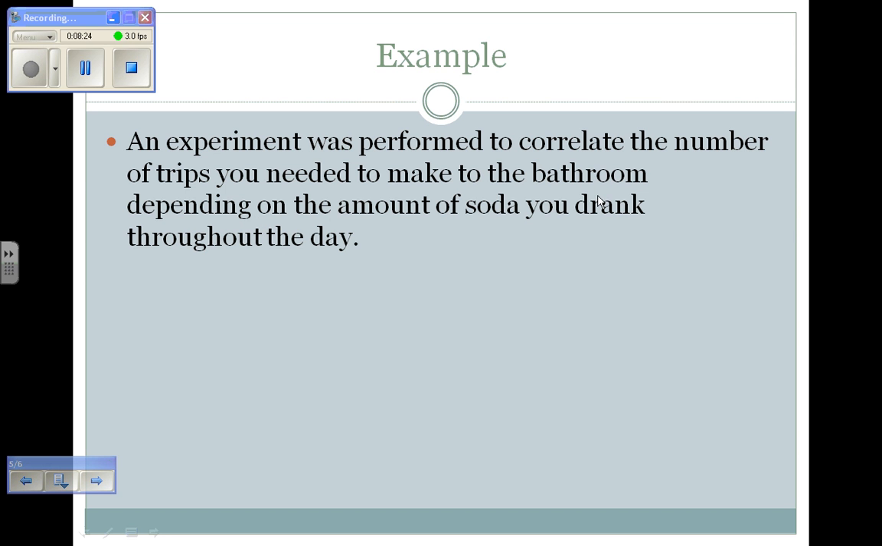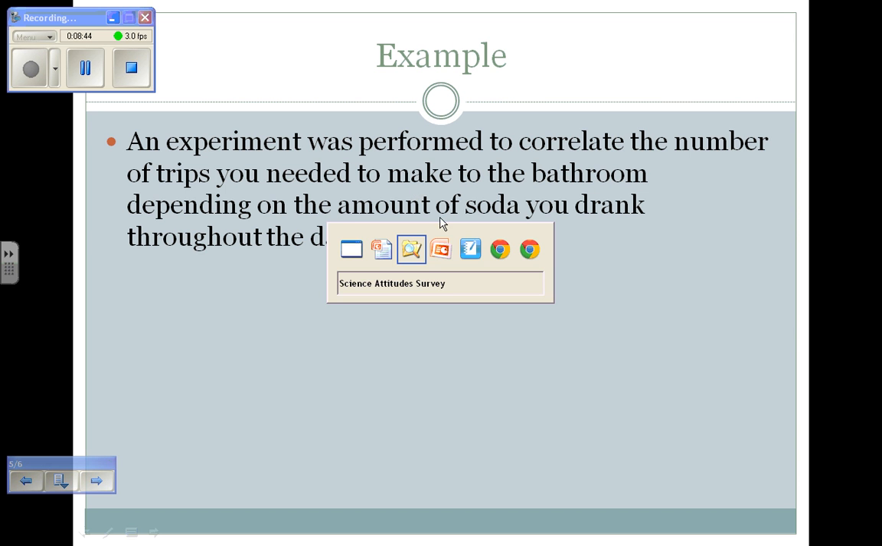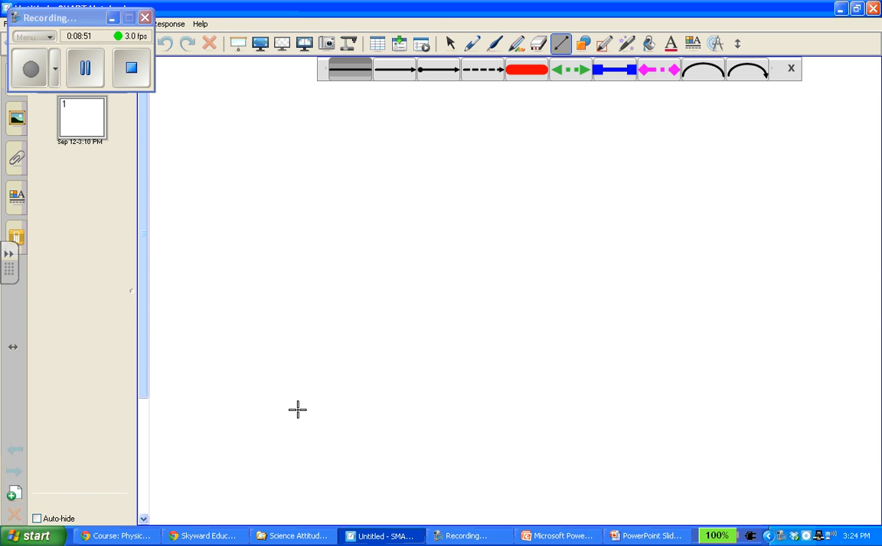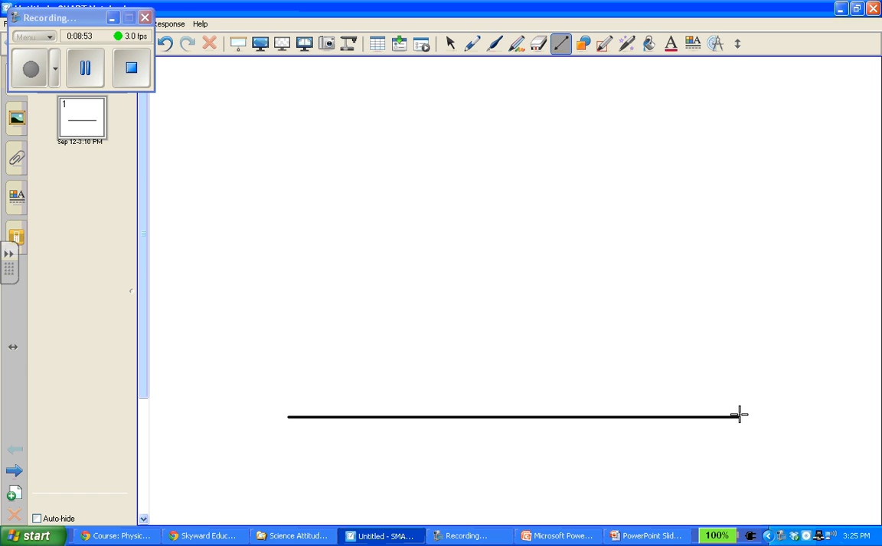So this amount of soda we drank is what we control. That's our independent variable. It will go on the bottom along the x-axis. The dependent variable will be the number of trips we needed to make to the bathroom. So let's take that over to the Smart Notebook, and we're going to draw a few lines just to do that. So we've got an x-axis here. We've got a y-axis here.